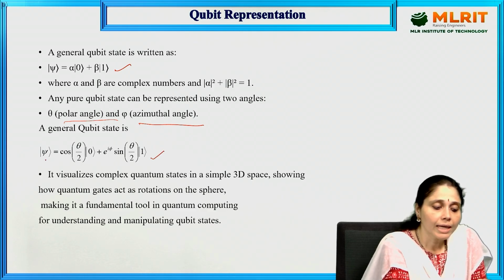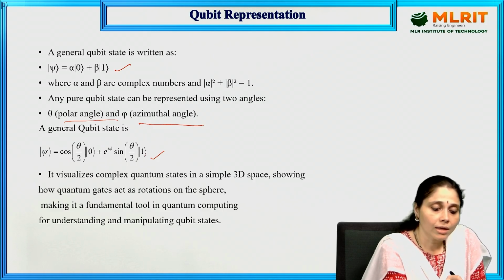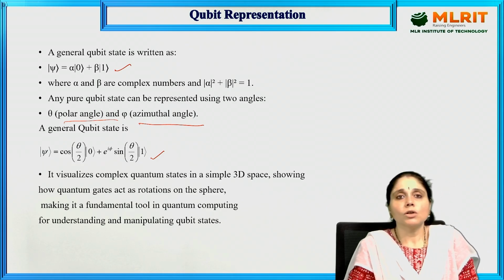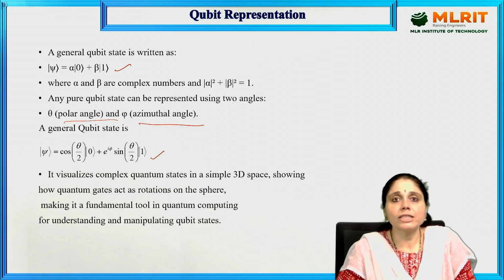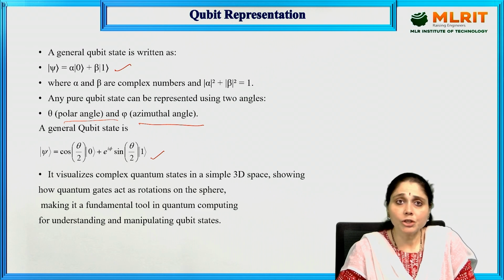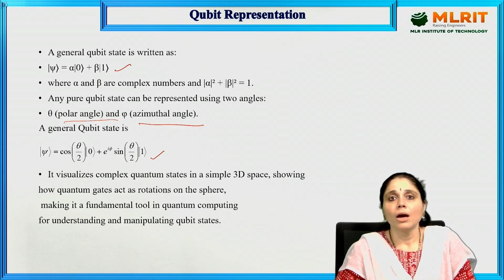So ket psi is equal to cos theta by 2 ket 0 plus e power i phi sin theta by 2 ket 1. Okay, so what does it mean? It visualizes complex quantum states in a simple 3D space, showing how quantum gates act as rotations on the sphere, making it a fundamental tool in quantum computing for understanding and manipulating the qubit states. Okay, so here gates means what?